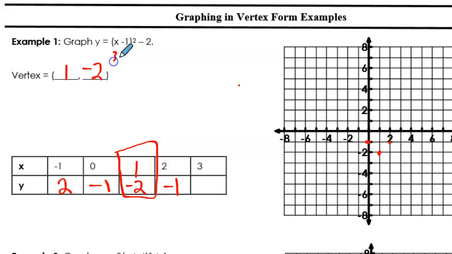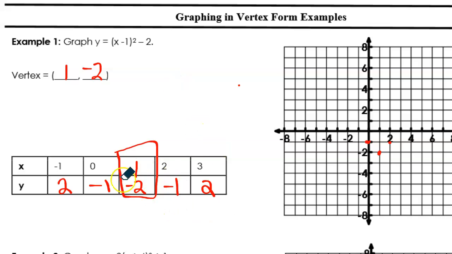Maybe I'll put a 3 minus 1 squared minus 2. That's where I'm substituting the 3 in for x. See it? 3 minus 1 is 2 squared minus 2. 2 times 2 is 4 minus 2 equals 2. So right here we have a 2. I took the 3, substituted it in for the x, and just worked it out. I'm showing you the work just for this one so you can see what happens there.